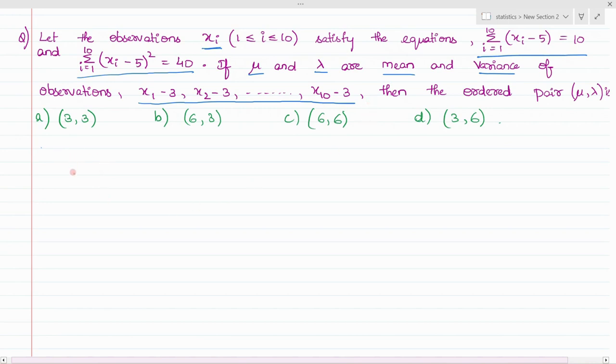Okay. So first, here there are actually three data types. The first is xi, which is the original data observations, next is the xi minus 5 observations, and then we need to find for xi minus 3. These are the observation types in this question. So for this, let us calculate the mean and variance separately.